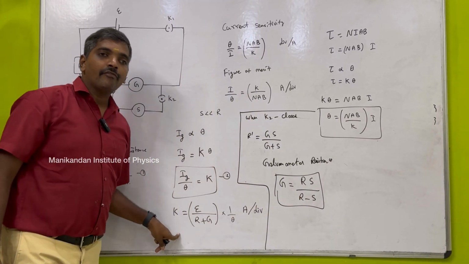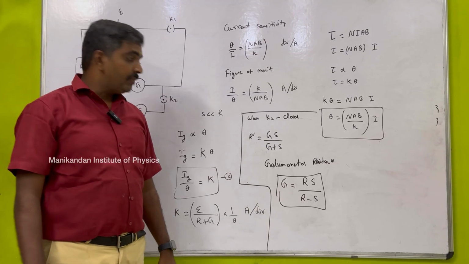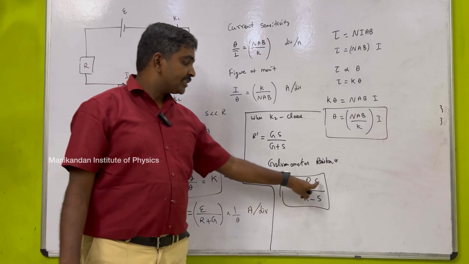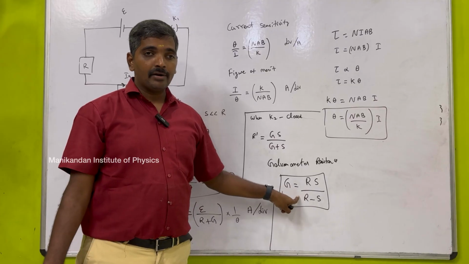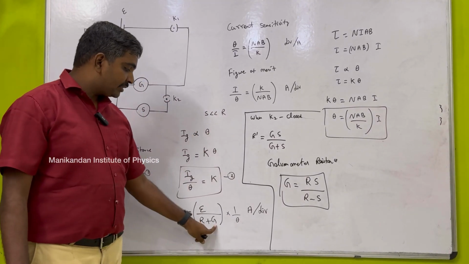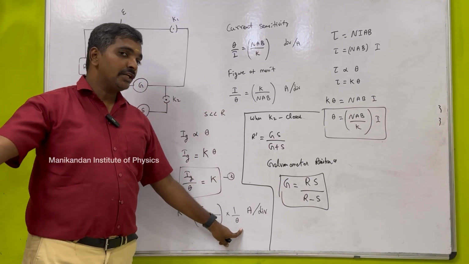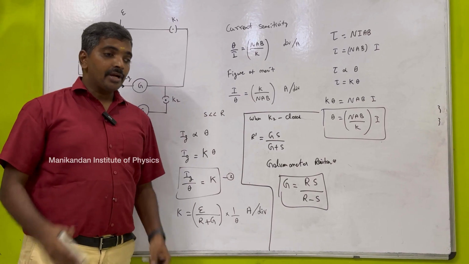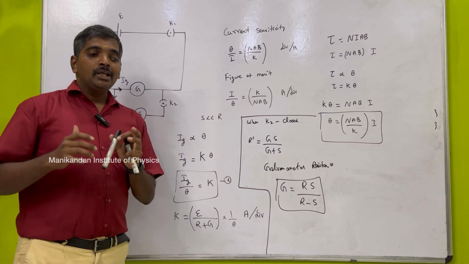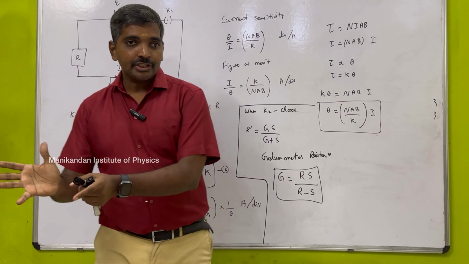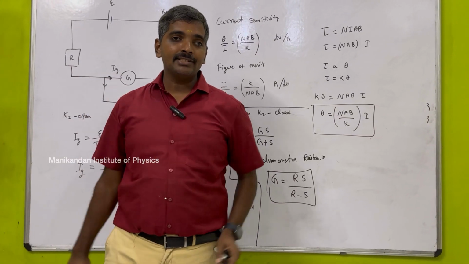So this is a generalized formula to find the figure of merit. If I know the R and S values, I can calculate the galvanometer resistance. If I know the galvanometer resistance, and I know my theta from the observation, I can calculate the figure of merit. So now I am going to explain the connections and how to take the readings.